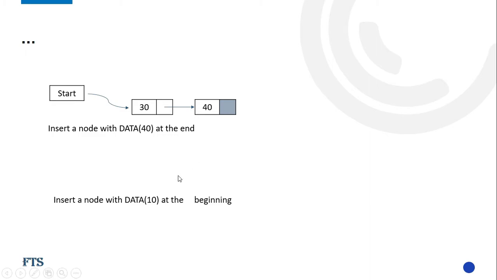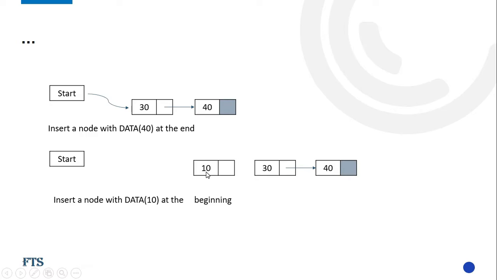What if you want to insert at the beginning? We have a start pointer and the first node is 30, then 30 is pointing to 40. We want to insert a new node, 10, in the beginning. Create the new node, then let it point to 30, then the start pointer should point to the new node 10. This is how you can insert a new node at the beginning.